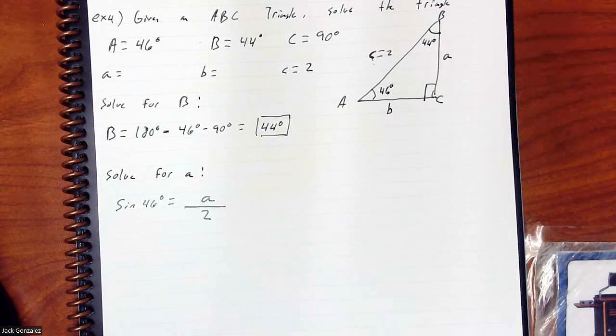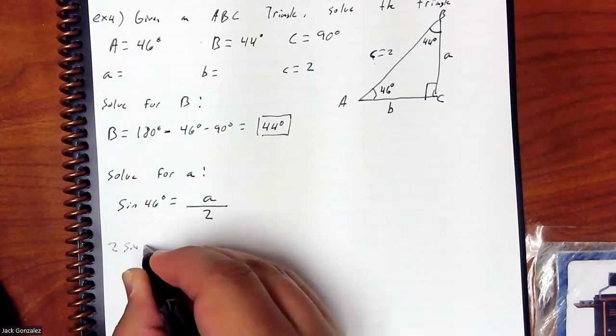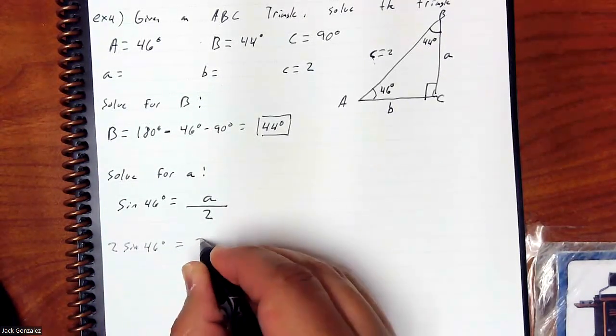If you would have chosen something else, it might have been a little more difficult, maybe a couple extra steps, nothing crazy. If you end up with two unknowns, that means you should choose a different trig function. Like if you would have chosen tangent 46, you'd have had a over b. And you can't do anything. You can't solve it. You know what I'm saying? So solve for a. Multiply both sides by 2.